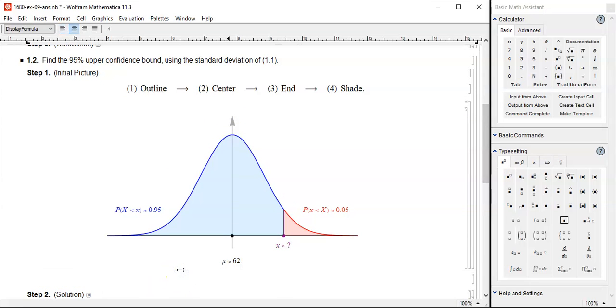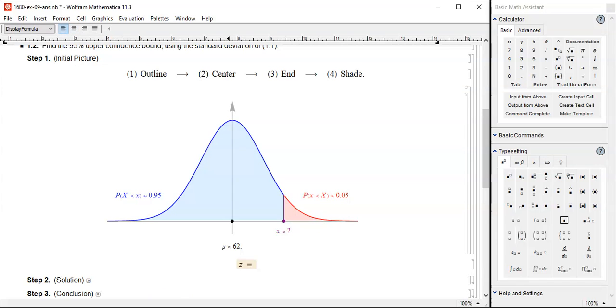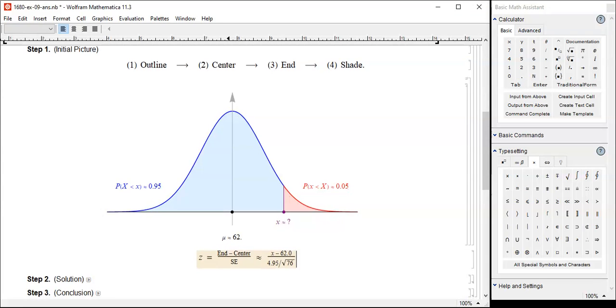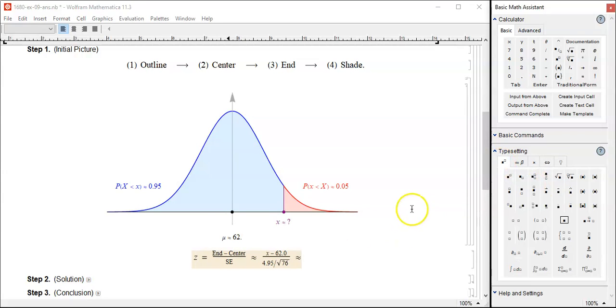As for the solution, that's not too bad. Z is end minus center over SE. Let me just rewrite: end minus center over SE, and it is x minus center over standard error. And that's associated to this z-score, where we have 5% here, 95% there.